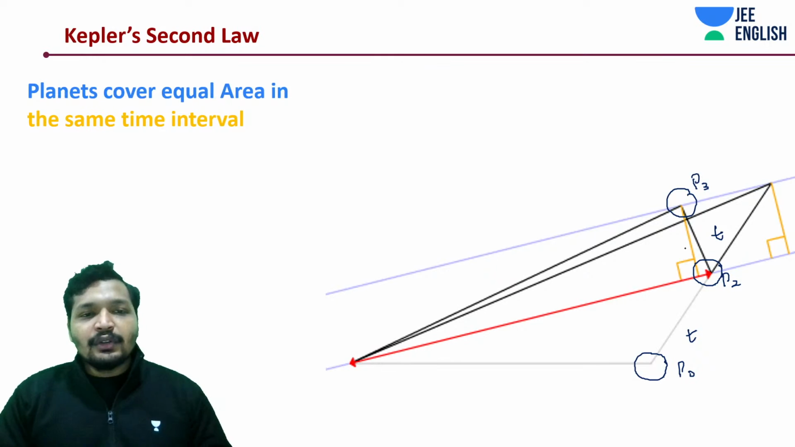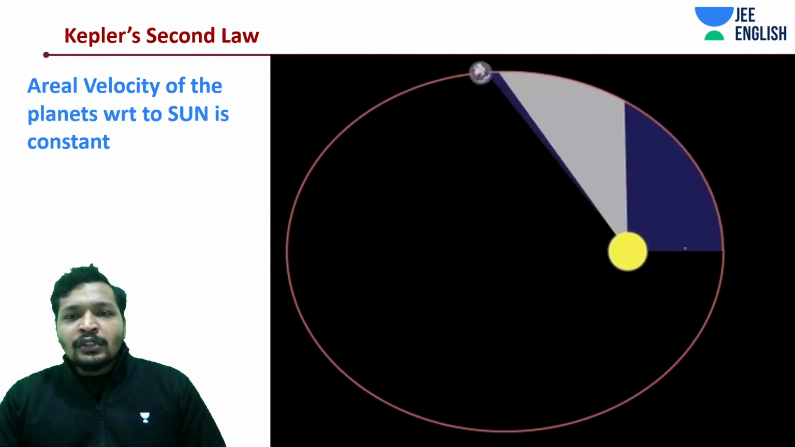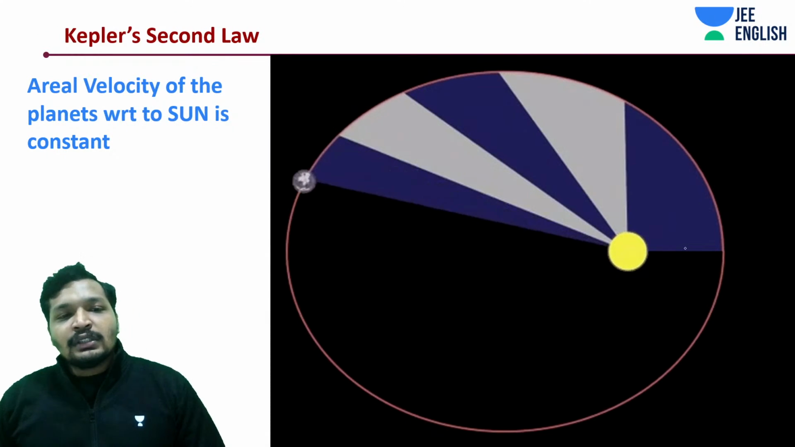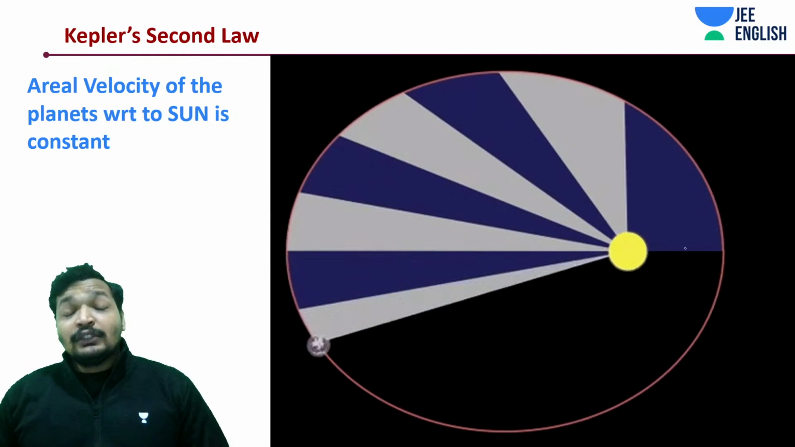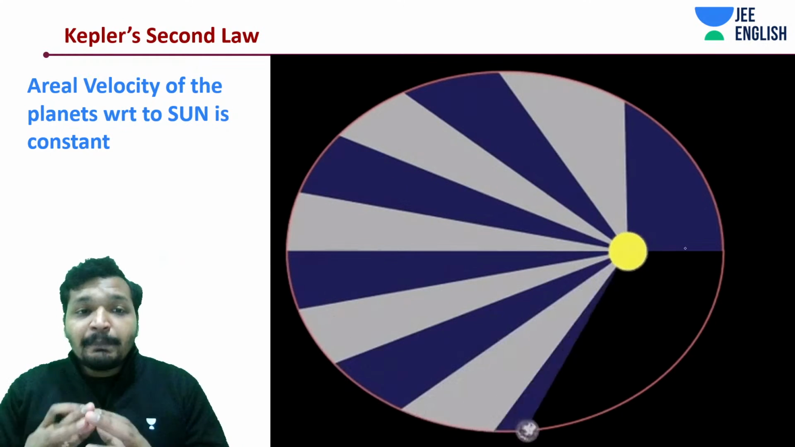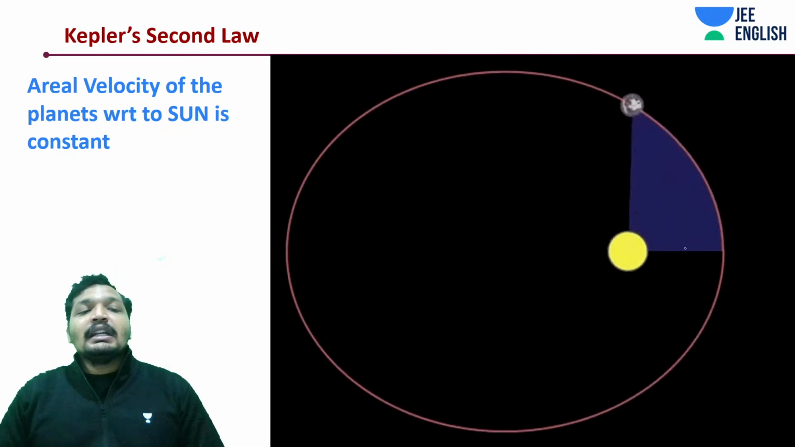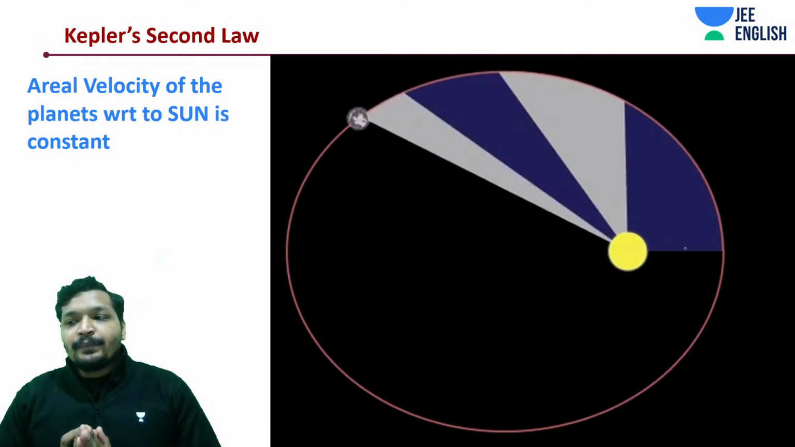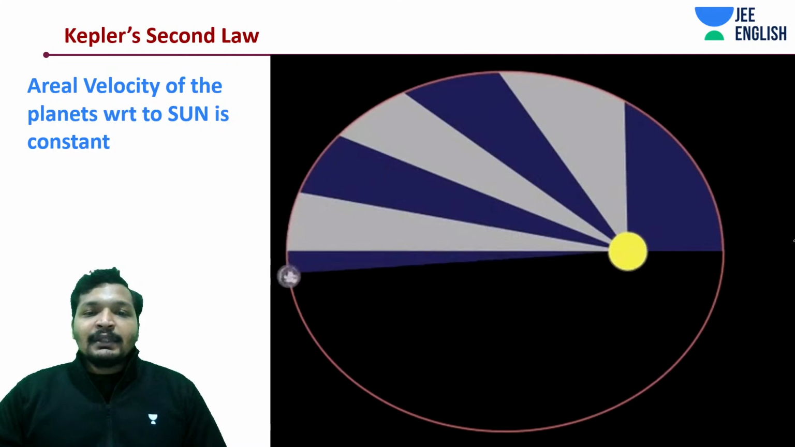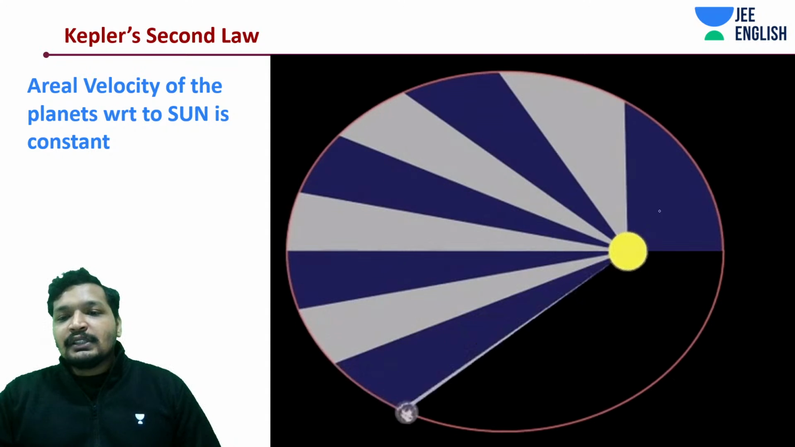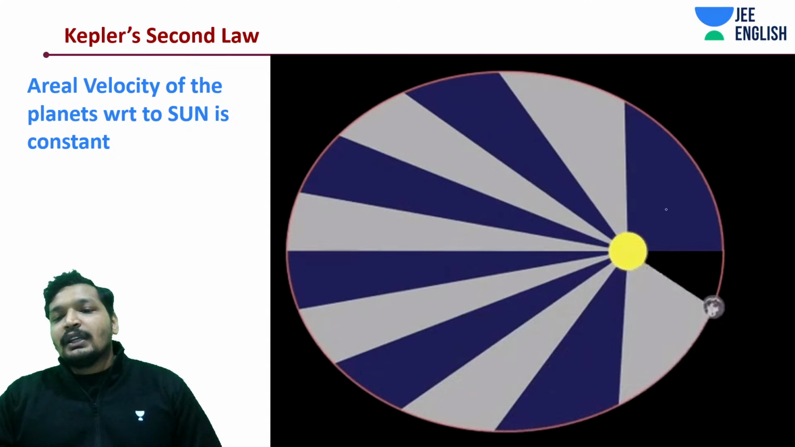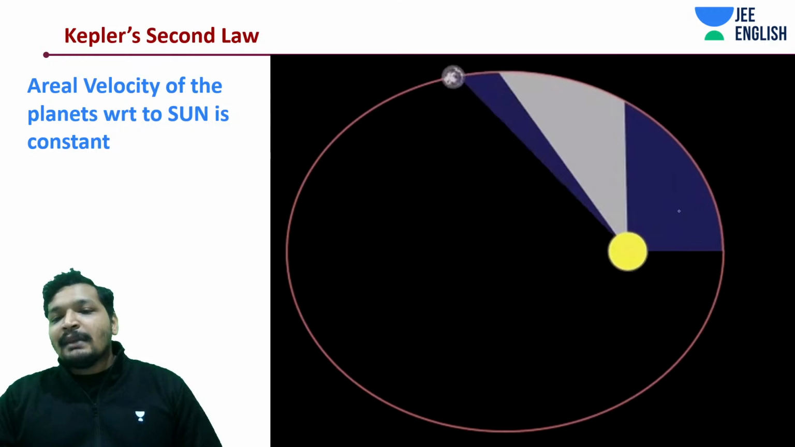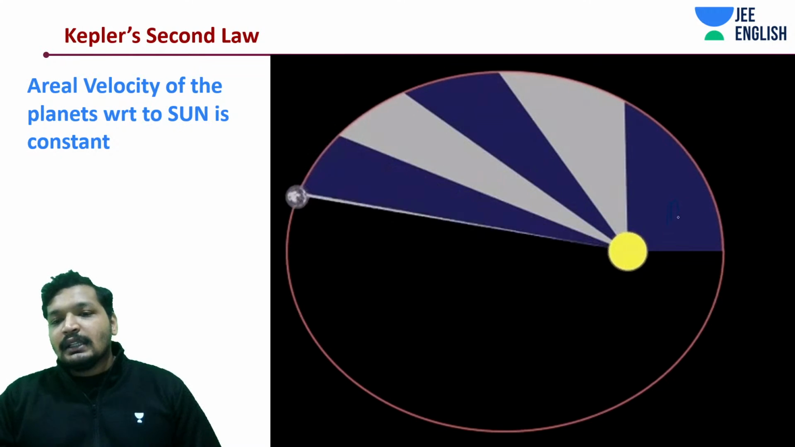The main thing that you need to understand is that. So basically it's saying that the areal velocity of the planet with respect to the sun is constant. Okay, so we can say something like this: there are multiple areas that you're seeing. So why is this happening? It is covering the same area over here in that given time interval.